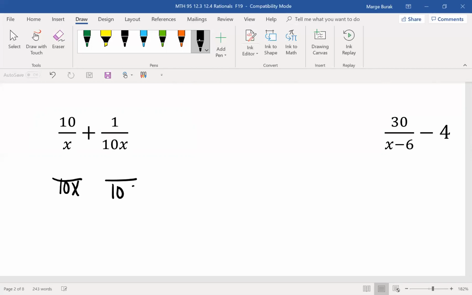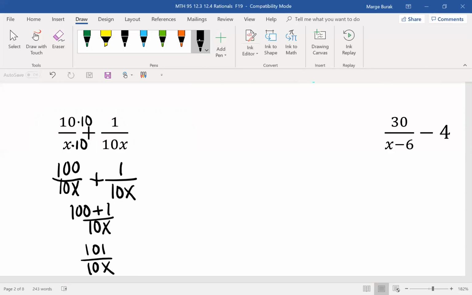I'll write it twice. Some students like to write it twice first and then combine them like this, and some students just combine them. You decide how you like it. This one over here is just fine, I'm not going to do a thing, but this one needs to be times 10, and what we do to the bottom denominator, we do to the numerator. So we'll get 100 over 10x plus 1 over 10x, which gives us 100 plus 1. See this step. So you decide if you like to show it separate and then together, but the final answer is 101 over 10x.